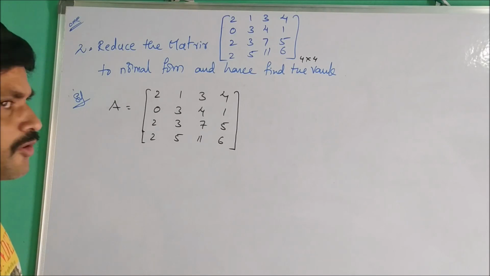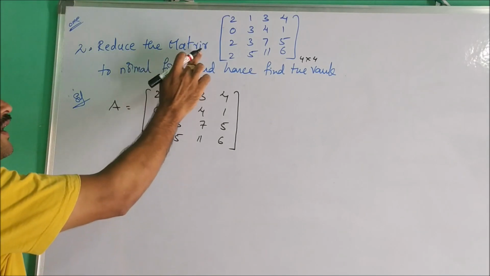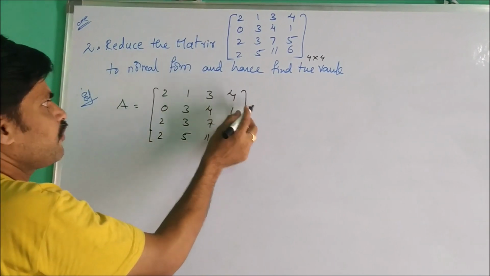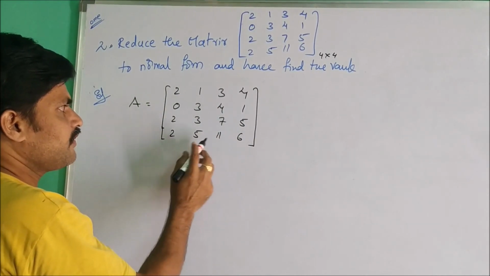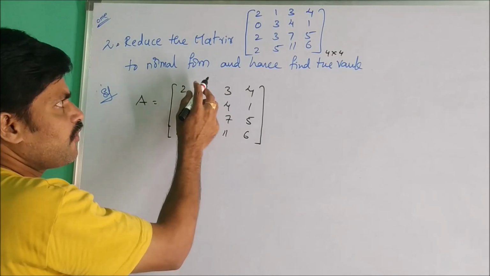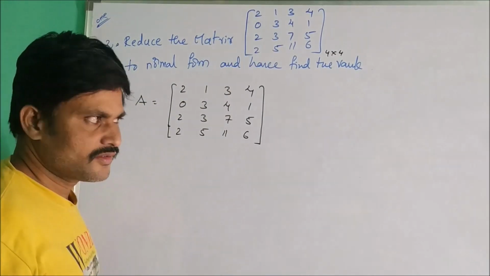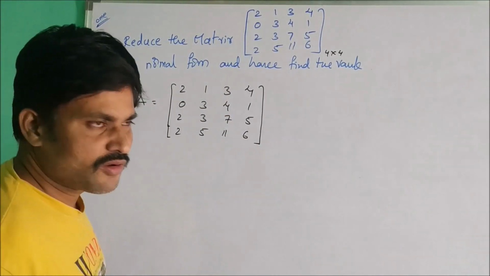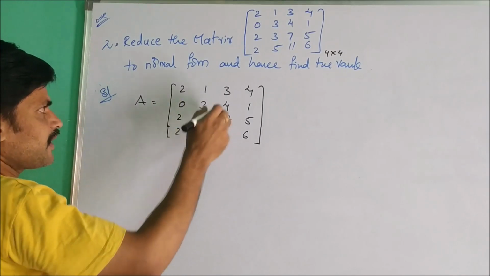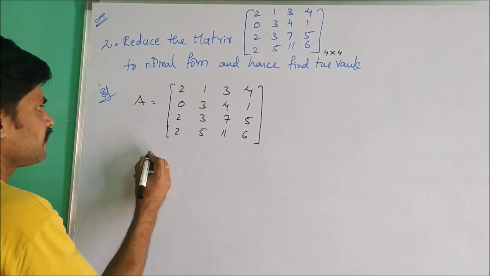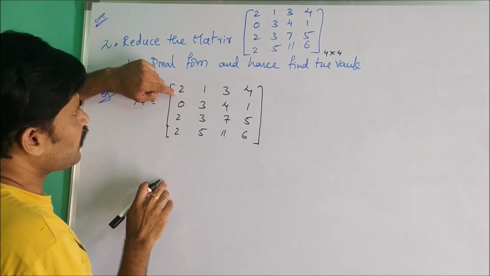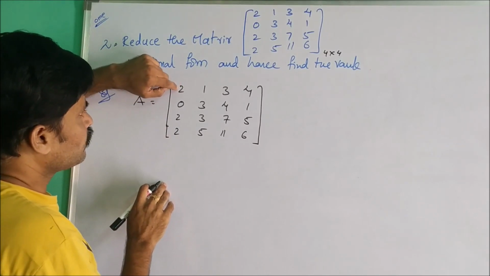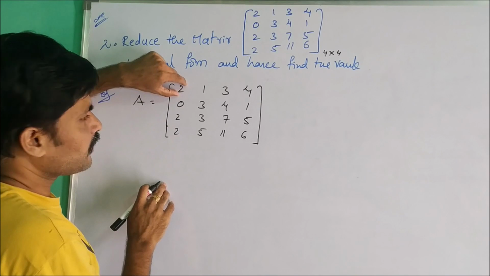Now the second problem is: reduce the matrix 2 1 3 4, 0 3 4 1, 2 3 7 5, 2 5 11 6 to normal form and hence find the rank. This is a 4 by 4 matrix. The given matrix is already written here. We observe that the first element of the first row and first column is 2.